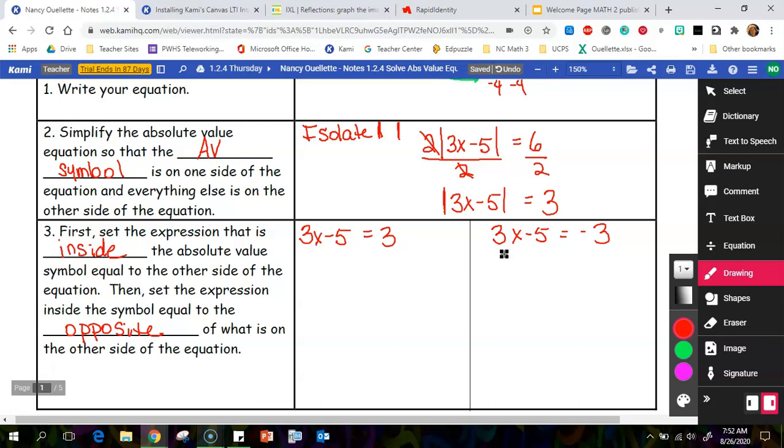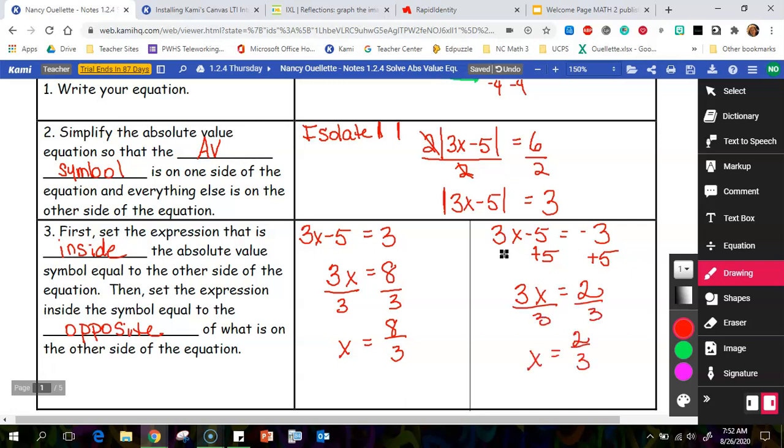All right, so let's solve both of these. So I'm going to add 5 to both sides. That's 3x equals 8. I'm going to end up with a fraction, but that's fine. Divide by 3. We just leave it. x equals 8/3. And on this side, I'm going to add 5 to both sides. That ends up 3x equals 2. Divide by 3. x equals 2/3. So I have two solutions. One of them is 8/3 and one of them is 2/3. So we could say 8/3 or 2/3.